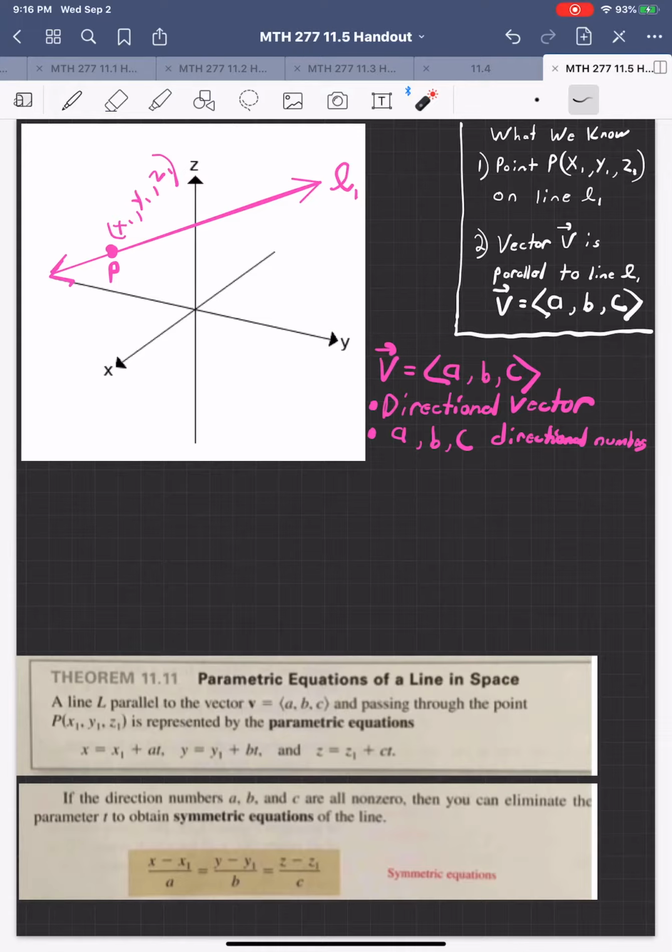Now let's think about how we would proceed here. I'm going to do my best to draw this vector v and have it be parallel to L sub 1. So this is v.